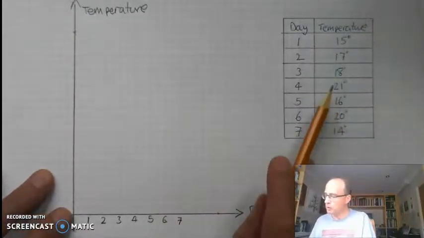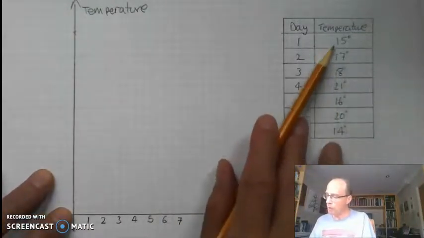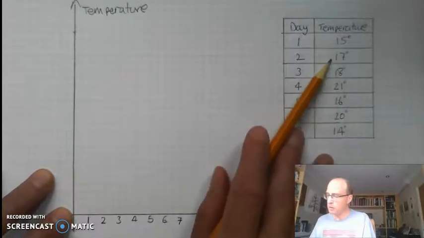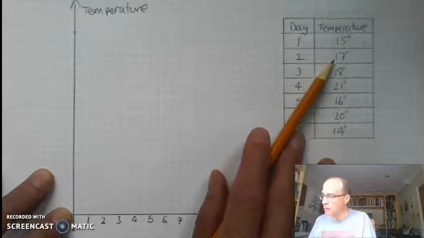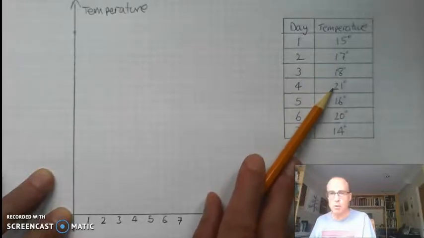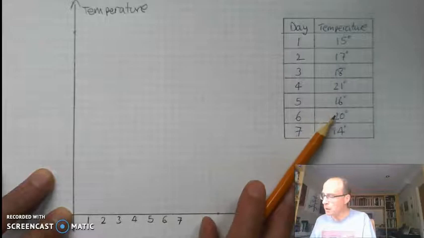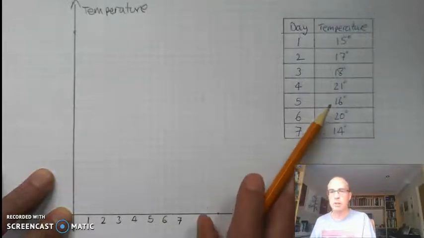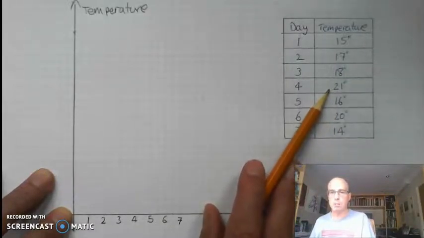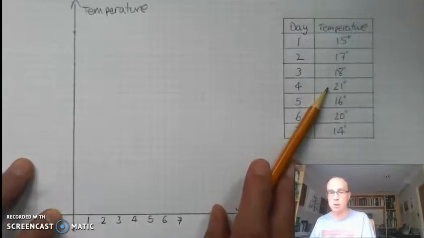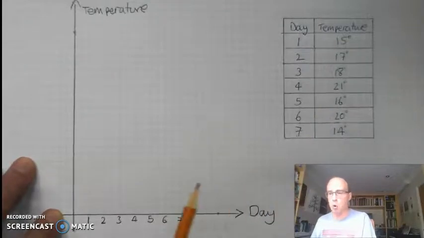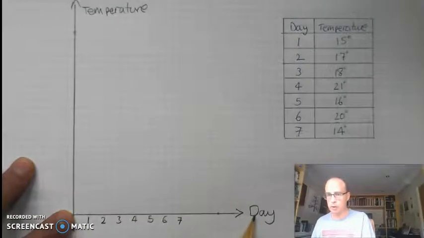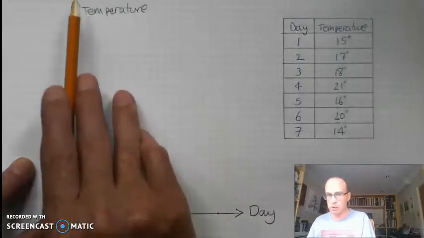My numbers here are sort of teens: 15, 17, 18. Look for the biggest value. 17's the biggest, then 18, then 21's the biggest so far, it's bigger than 16, bigger than 20, bigger than 14. So 21's my biggest number, and my numbers are going to go up to 21. The questions that you're going to do will tell you what scale, so the numbers that you're going to need to plot going across, and also on the vertical, the one that's going up.